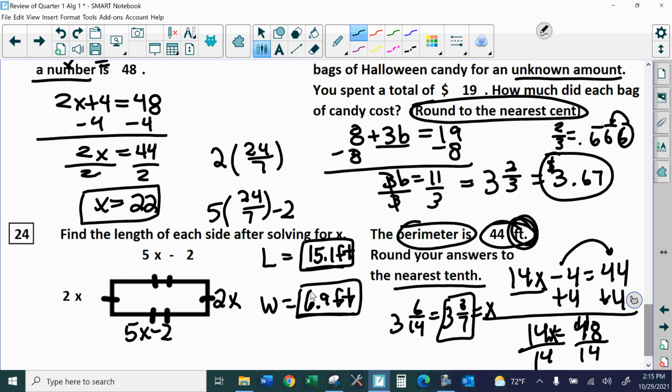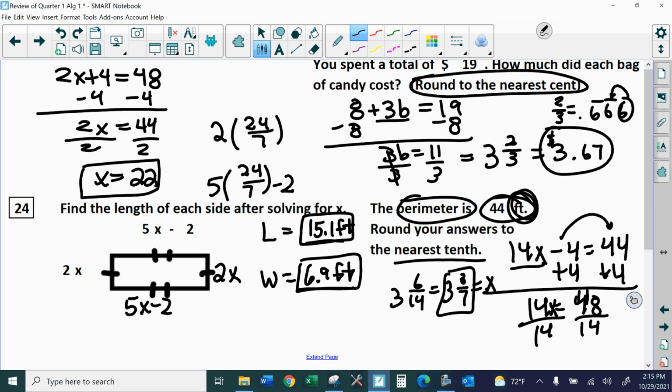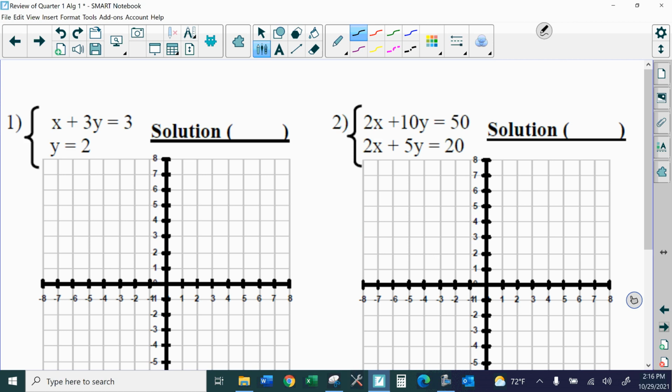Okay. All right. So that was the two tests and a quiz. And lastly, after that, we started systems of equations. I'm going to do 2 by graphing and then 2 by elimination because that's where we ended at the quarter. The next one is substitution. That's your homework.